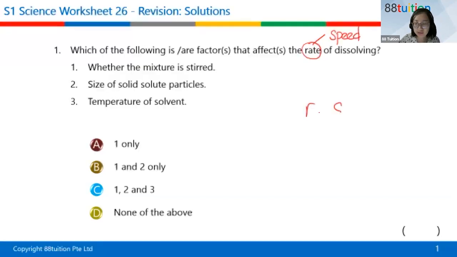Anyway, letter R and S, if you sing your ABC song, they are next door neighbors, right? OPQRS. Okay, so rate means speed. So the speed of dissolving, how fast you dissolve.